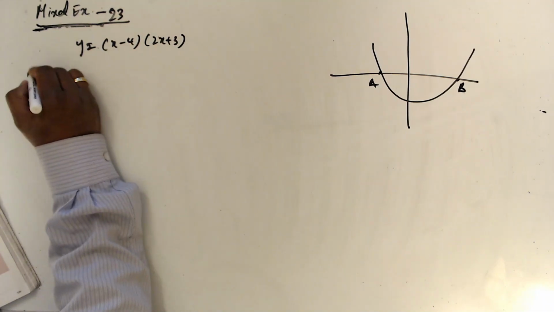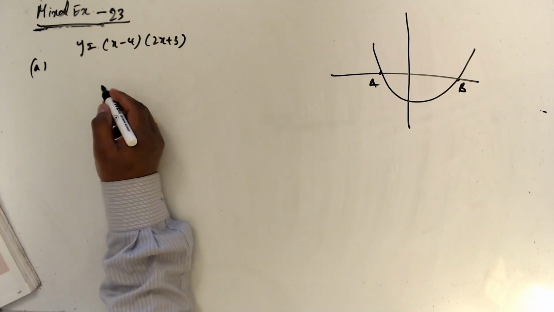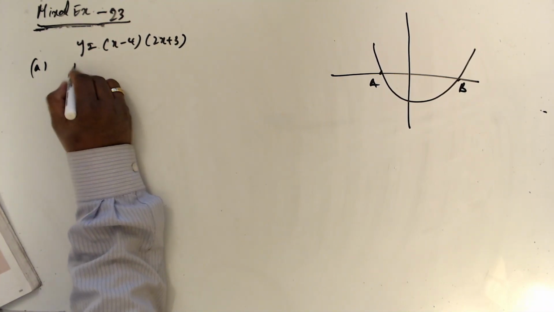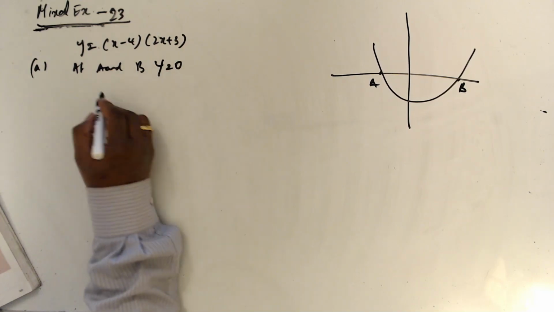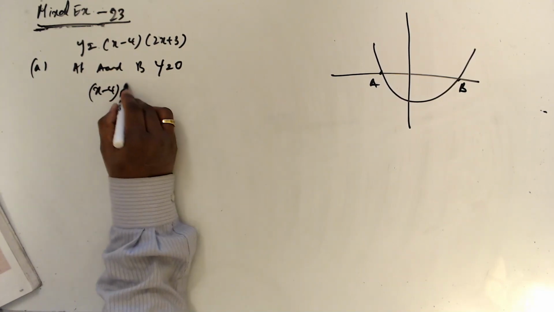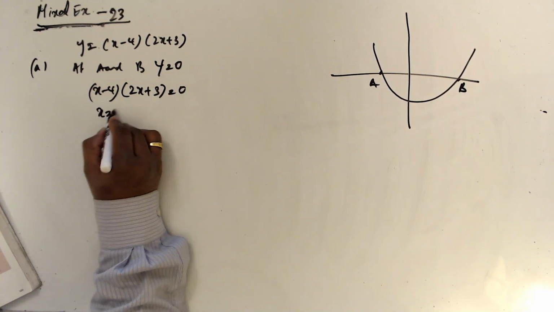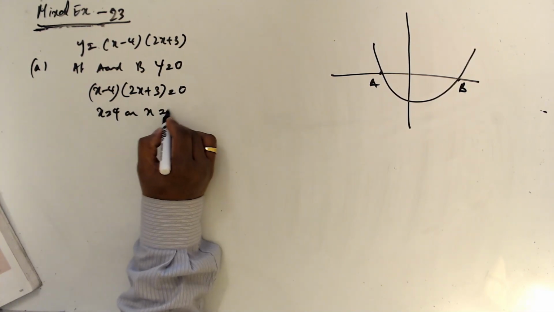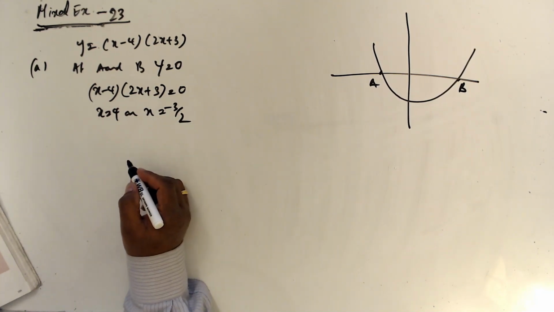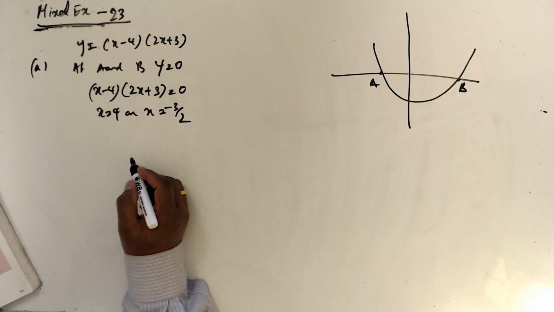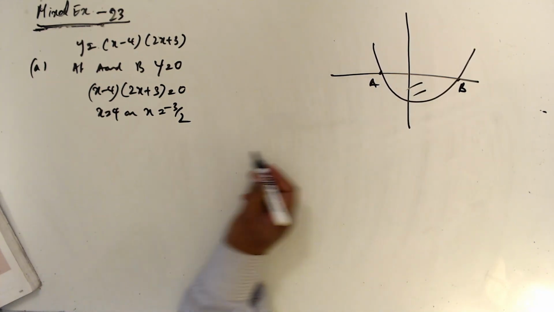Question number 23a. We need to find the coordinates of A and B as usual. At A and B, y equals 0. So x minus 4 times 2x plus 3 equals 0. X equals 4 or x equals minus 3 over 2. And then we need to find this area.